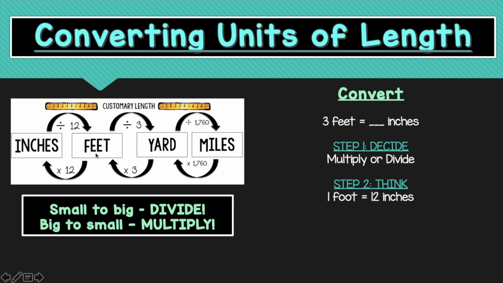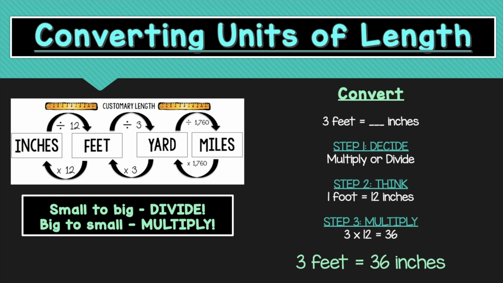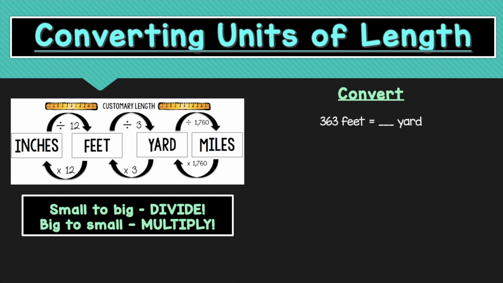So if I have 3 feet, I'm going to multiply that by 12 to get the number of inches. So when I multiply, finally, 3 times 12 equals 36. So 3 feet is equal to 36 inches.